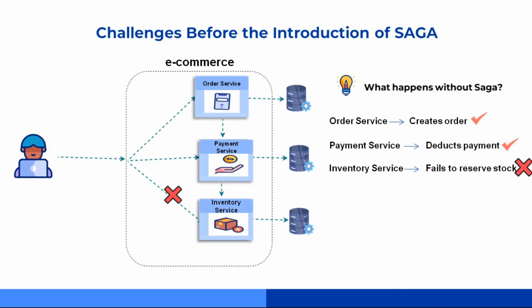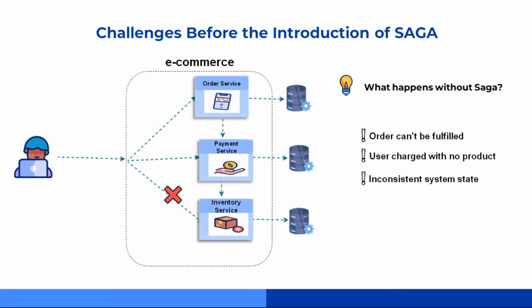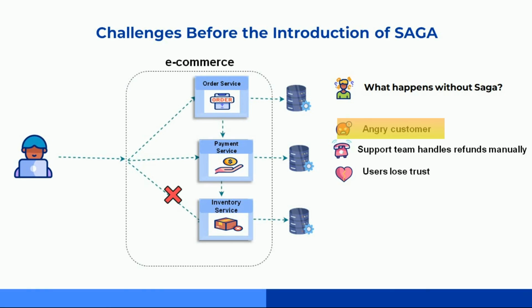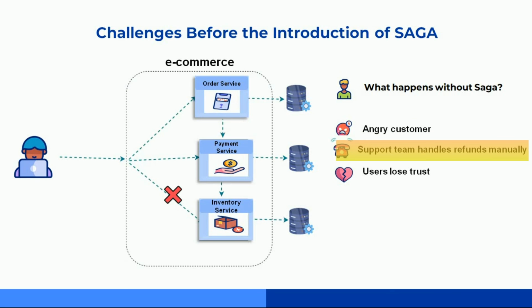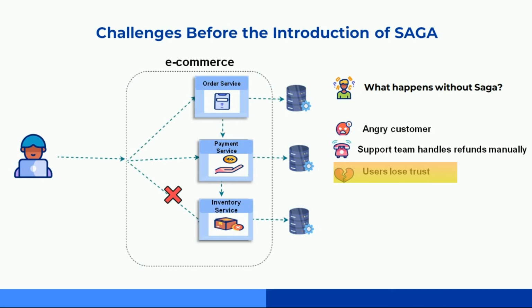The order can't be fulfilled, the user's money is gone, but no product is on the way, and the whole system's data is now out of sync. This is exactly the nightmare scenario we want to avoid. The customer's now frustrated, really frustrated. Your support team is completely swamped with refund requests. And the worst part, users start losing trust in your system. Angry customer, support team stuck handling refunds manually, and slowly your reputation takes a hit.